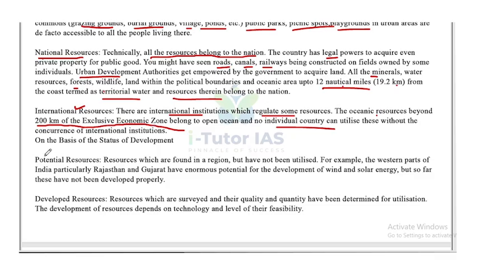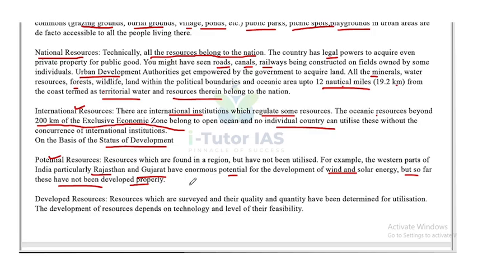Okay, so next one, on the basis of status of development. First one is potential resources. Resources which are found in a region but have not been utilized. For example, the western part of India, particularly Rajasthan and Gujarat, have enormous potential for the development of wind and solar energy, but so far these have not been developed properly.